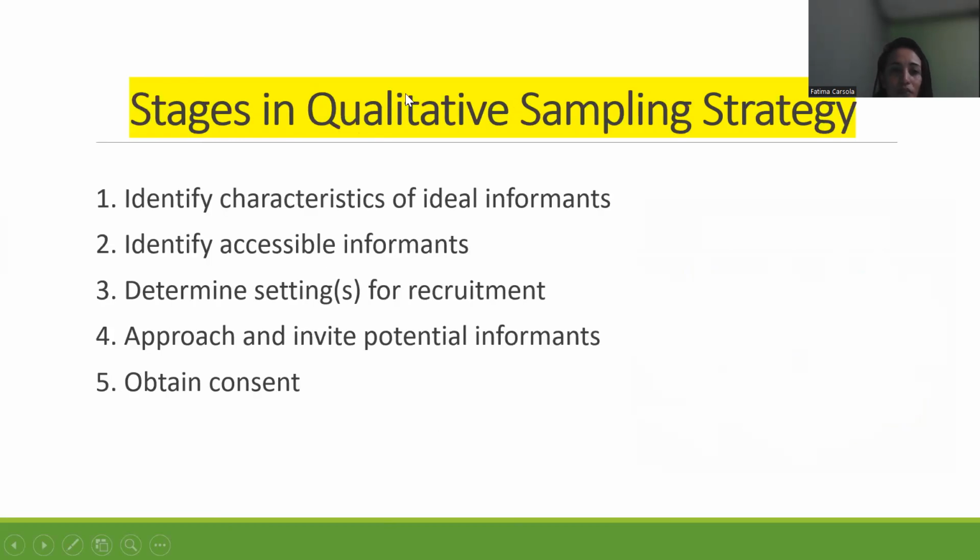We have here the stages in the qualitative sampling strategy. First, identify the characteristics of the ideal informants. Who are these informants? What are the things included in the inclusion criteria? Number two, identify accessible informants, so para hindi ka na rin mahirapan. Number three, determine settings for recruitment. And four, approach and invite potential informants and then obtain consent.